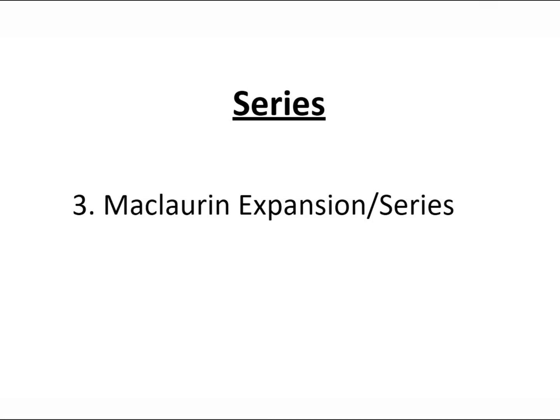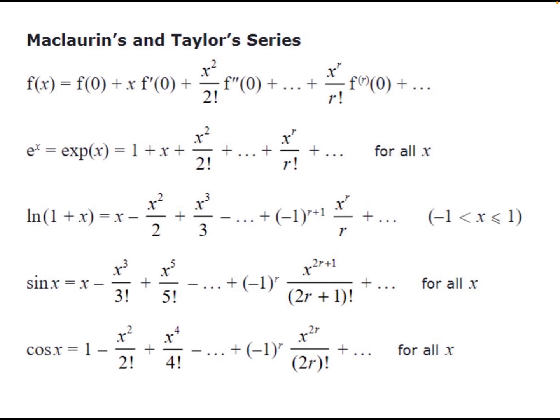This video is about using the Maclaurin expansion. This is what it is at the top there. f(x) is equal to f(0) plus x times f'(0) plus x squared over 2 factorial times f''(0), and that pattern continues. So that's what the formula is. You can see there's some common examples below it.